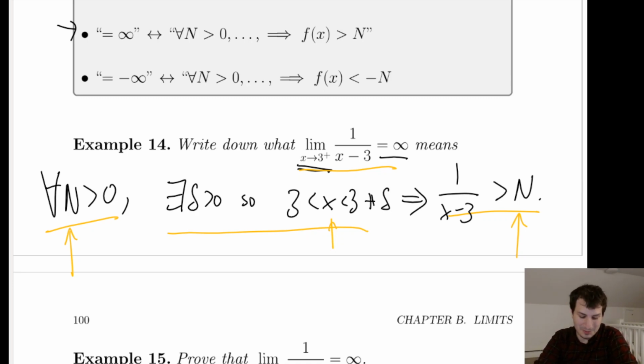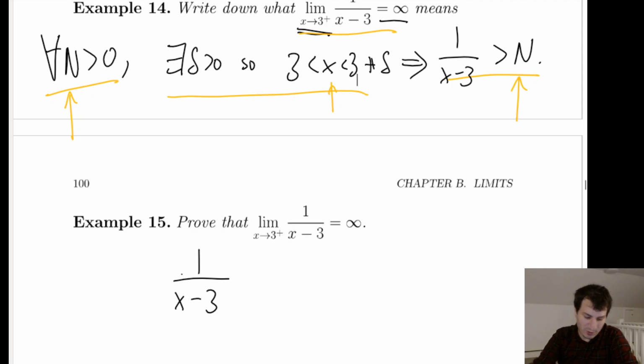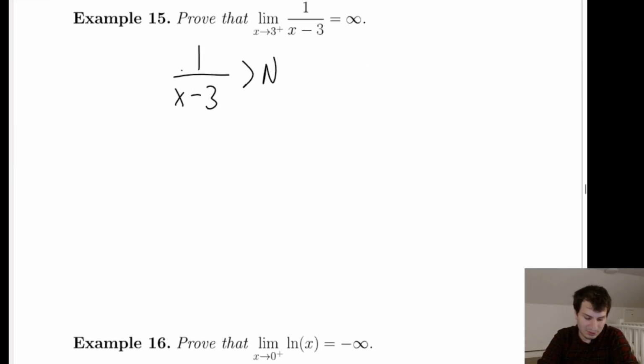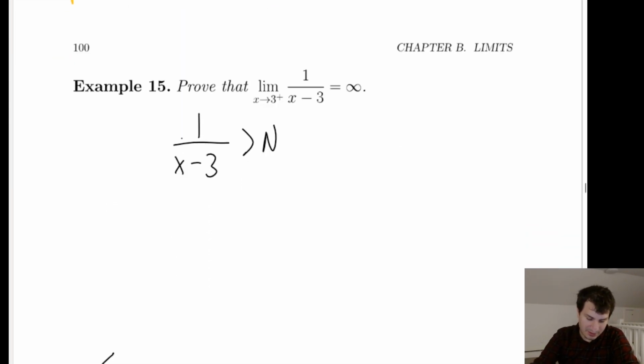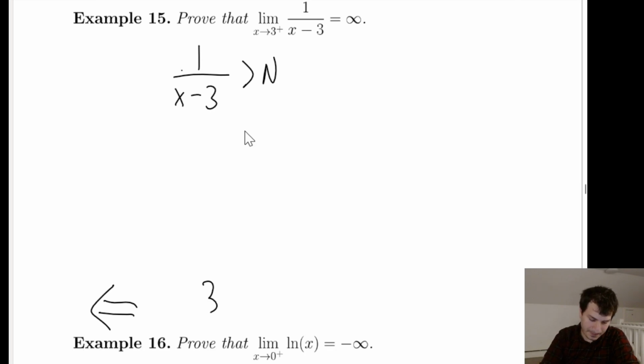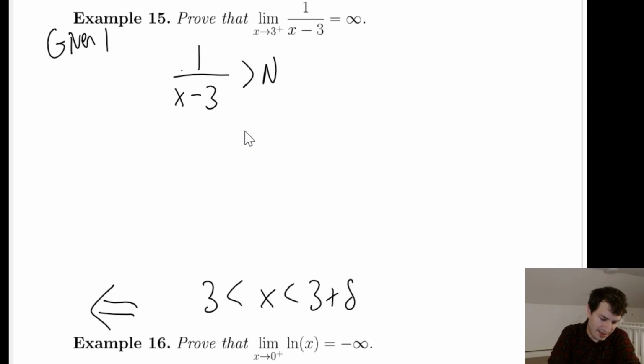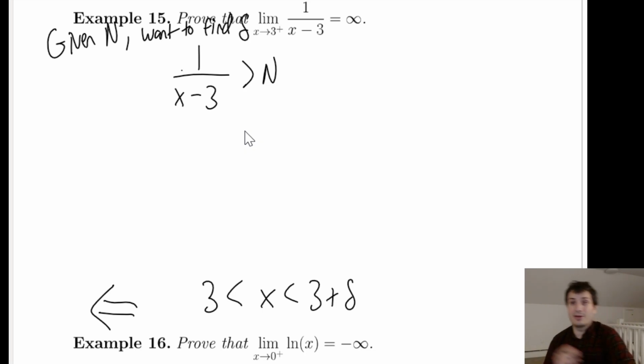We're going to prove this statement. So we're going to prove 1 over x minus 3 is bigger than n. That's where we're going to start, and I would like to get to this thing: 3 less than x less than 3 plus delta. I'm given an n, and I want to find a delta that makes this whole shebang work out.